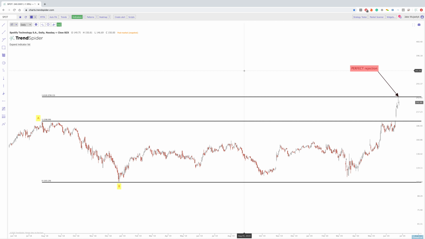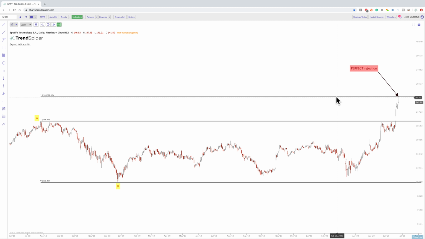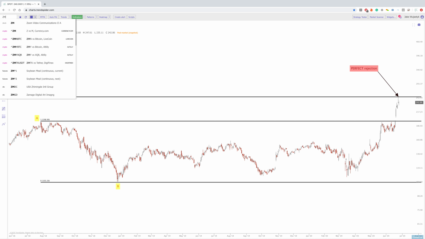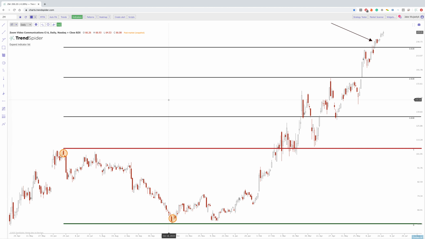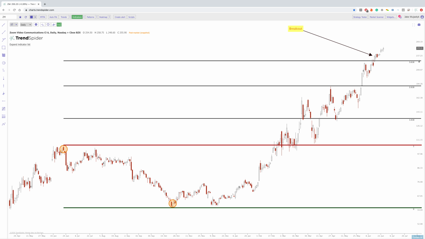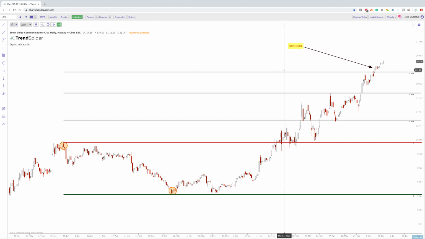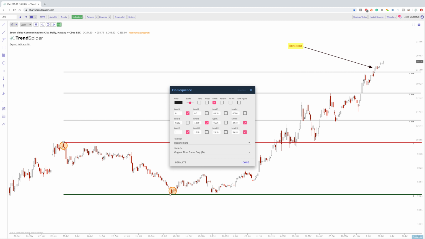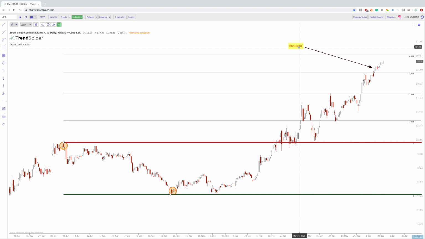And if we go to something like Zoom, you'll see Zoom has really respected these areas as well. If we look at all of these different extensions, Zoom just won't stop. We have to now add a 4.618 extension for the next one, and we're almost there already. You can see every extension has been almost perfect resistance or support.